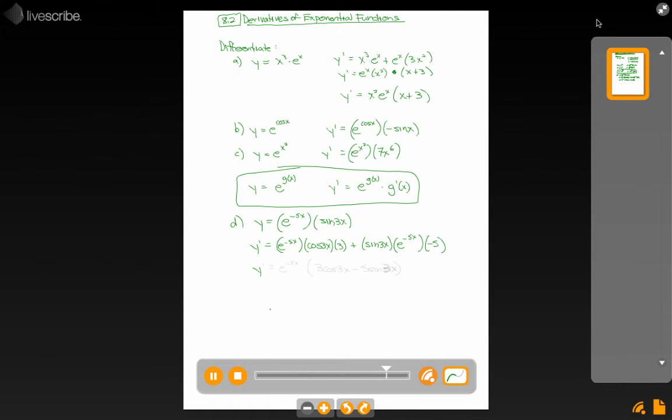So you do have to keep things straight, just as you did in the last chapter when you're doing chain rule. There definitely is a common factor here, which is e to the negative 5x. And what do I have left over? I have 3 cos of 3x minus 5 sine of 3x.